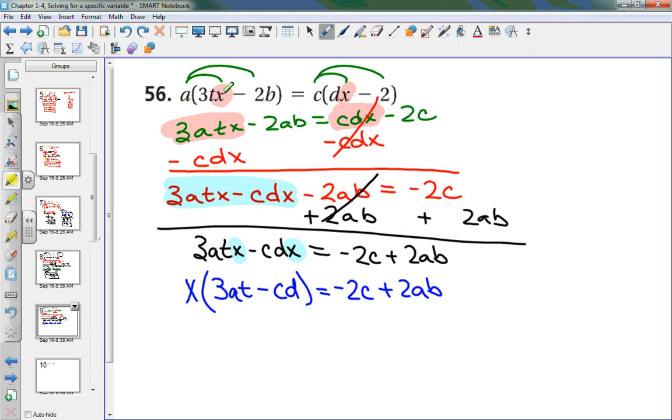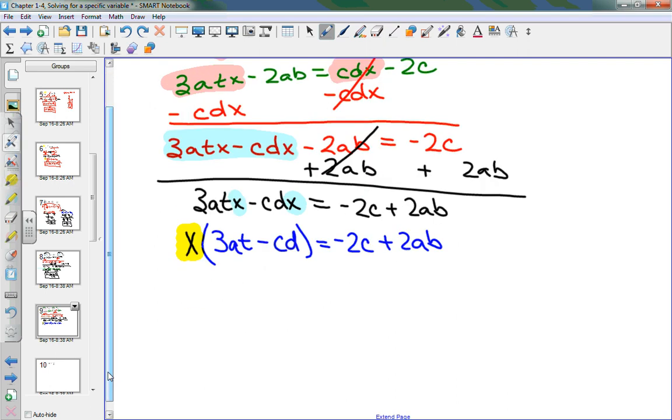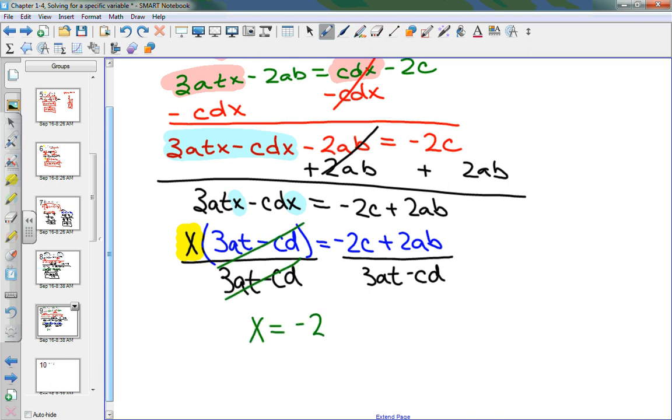Ask yourself the question, what am I solving for? I'm solving for x, so what's attached to it? Well, that ugly junk's attached to it, that parenthesis by multiplication. So to get rid of multiplication, I divide. So I'm going to divide by the ugly quantity here. Okay, these cancel out, and I'm left with x is equal to negative 2c plus 2ab all over 3at minus cd.